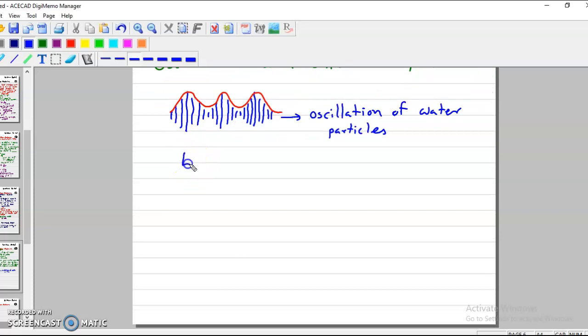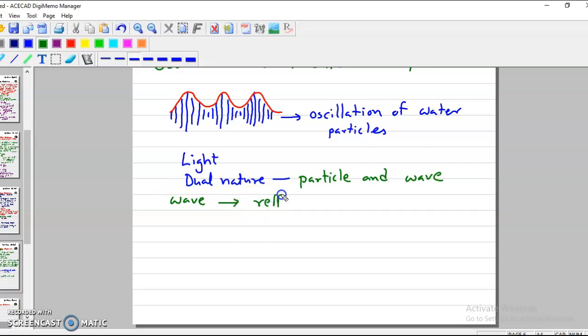Now we will see light waves. You know, light is having dual nature, that is particle and wave. How do we prove wave nature of light? That light is showing refraction, diffraction, it has proper wavelength, it is having proper frequency, which we measure. So we know that light is having wave nature.